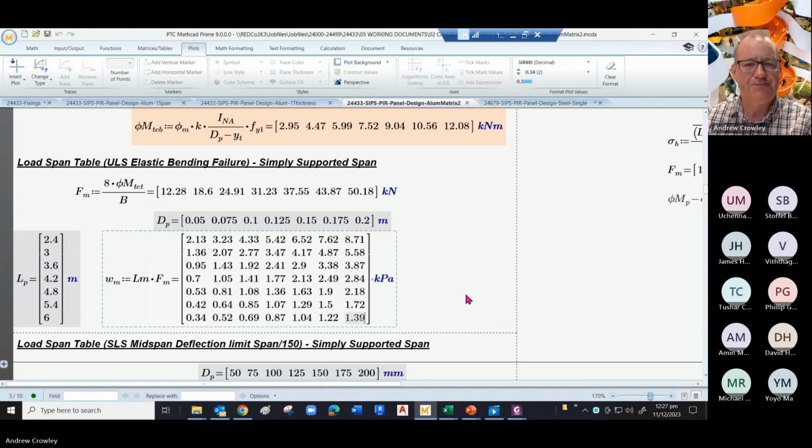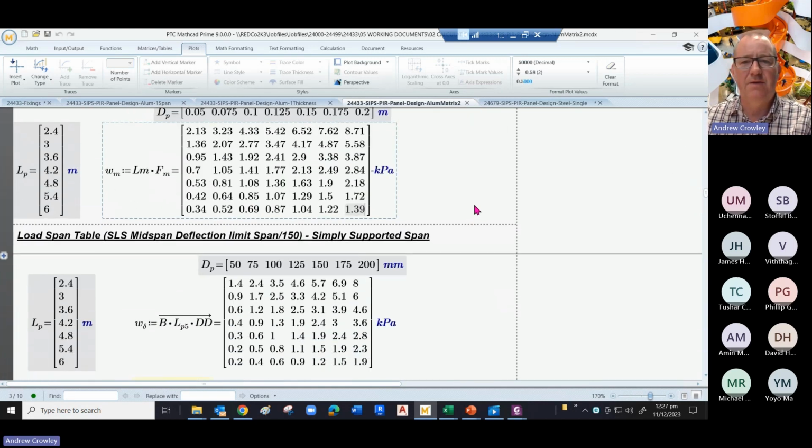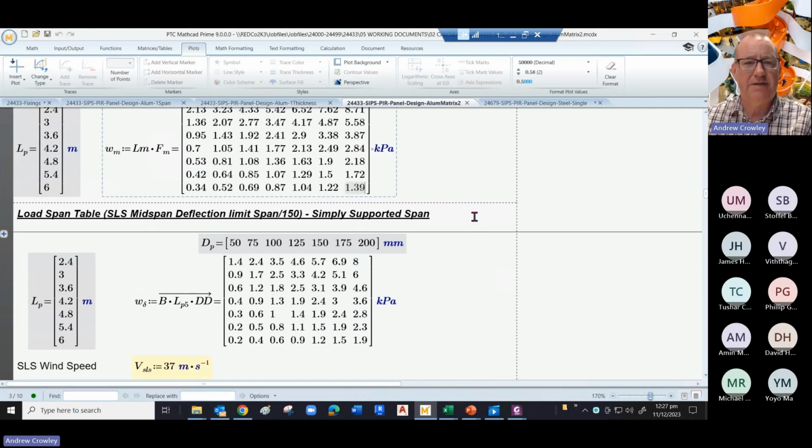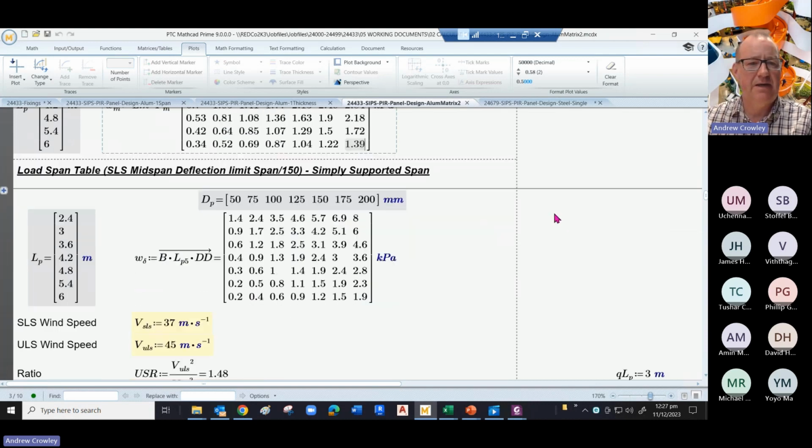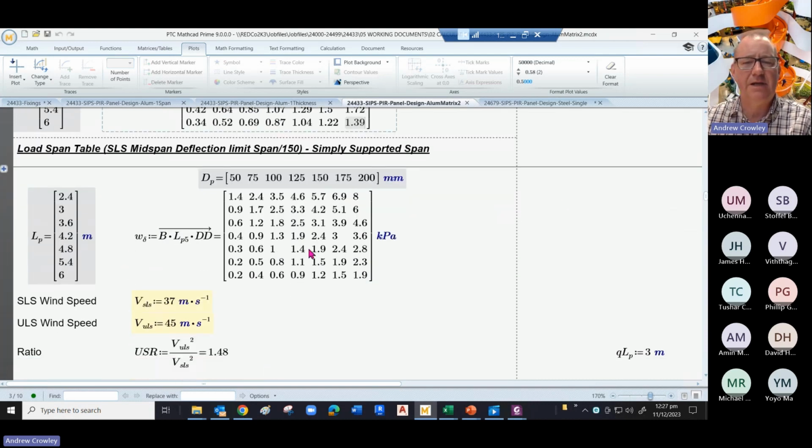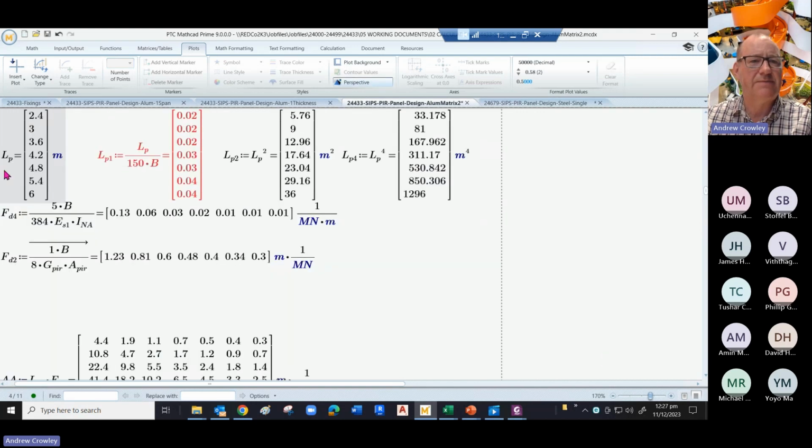So for a 6 meter span for a 200 mil thick panel, it can take 1.39 kilopascals before it fails in bending. Okay, then we look at the deflection, and again we're limiting the deflection to span over 150. I'm looking at a simply supported span, and hey presto, out comes the load. And the keen-eyed will spot it. How on earth did you jump to that? What on earth is this DD? Well, all the complicated calculations have been hidden away in an area, so let's expose that.